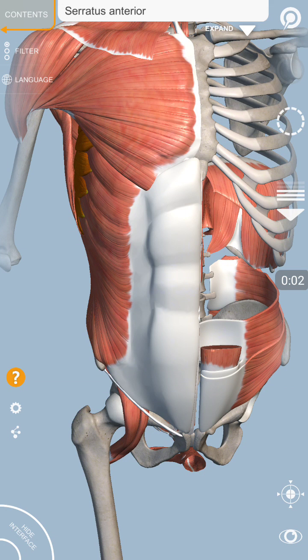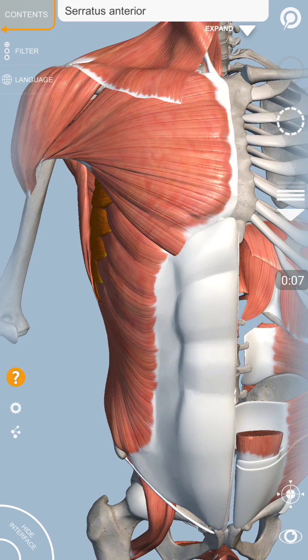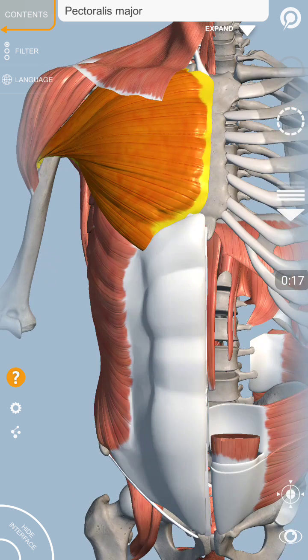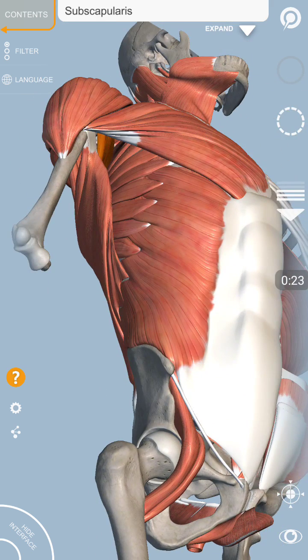Hello, in this video I'm going to talk about the boundaries of the axilla. The axilla is a pyramidal shaped space. It is present between the upper part of the thorax and the medial part of the arm. So this is the arm here, the medial part of the arm, and the thorax, and between them the axilla is a pyramidal shaped space. Here you can see from the inferior aspect, this is the axilla.